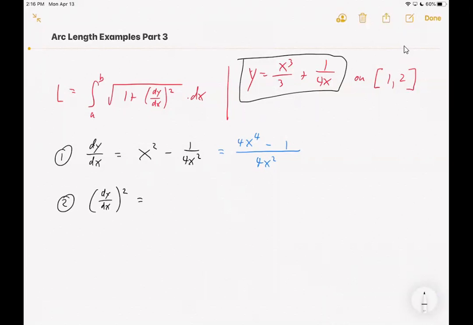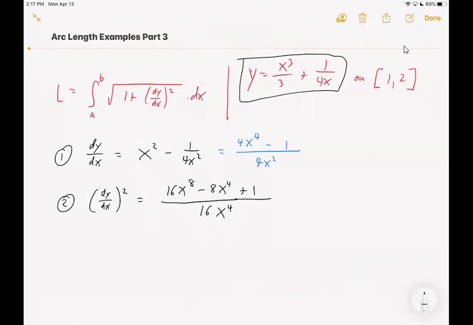And this is going to get a little bit ugly. The numerator will be 16x to the 8th power minus, since you're going to have a perfect square, 8x to the 4th plus 1. When you square out 4x to the 4th minus 1, that is what you get. When we square the denominator, we have 16x to the 4th. Okay, so that's the square of everything.